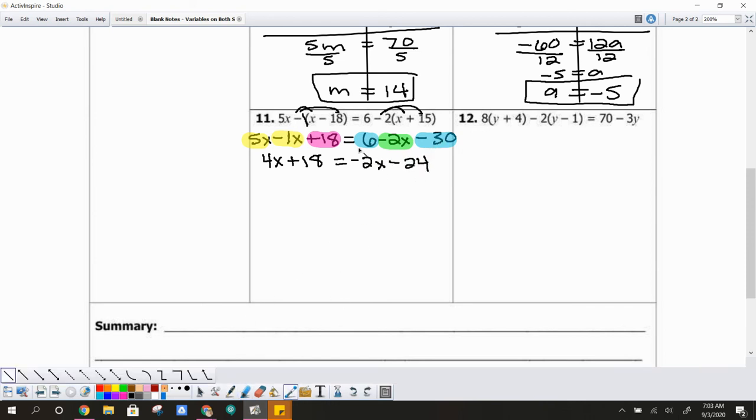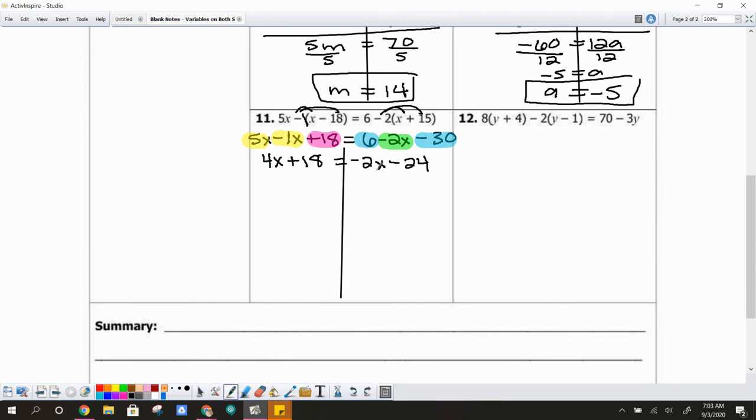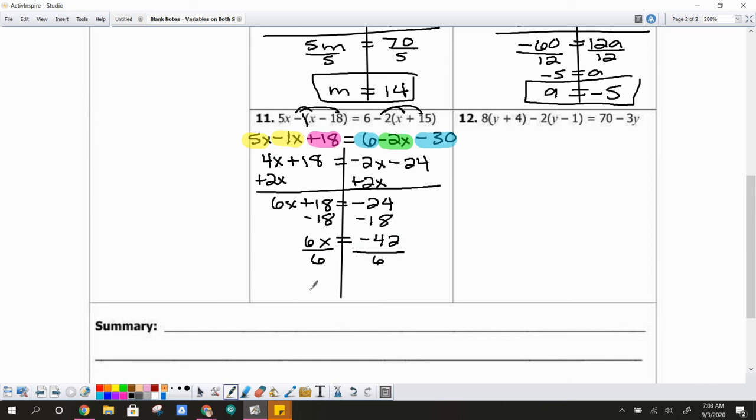So now I can go ahead and draw my line and solve. So we're going to get rid of the negative 2x because that's the smaller one. So plus 2x to both sides. So I have 6x plus 18 equals a negative 24. Subtract the 18. I have 6x equals negative 24 minus 18 is negative 42. Divide by 6, divide by 6. X equals negative 7.